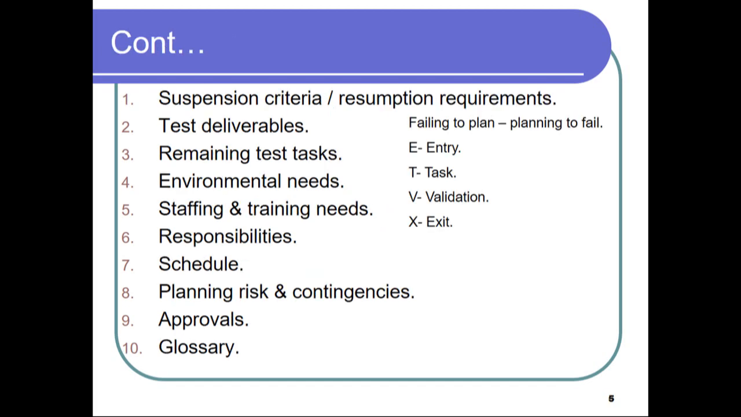Then continue with the suspension criteria and resumption requirements, and the test deliverables. So one program, two programs, three programs like that, and a collection of programs or modules, like that, as test deliverables. The remaining test tasks are also there. So environmental needs and staffing, and for that staffing, training needs. For example, if a particular staff is available and the training need is in .NET.